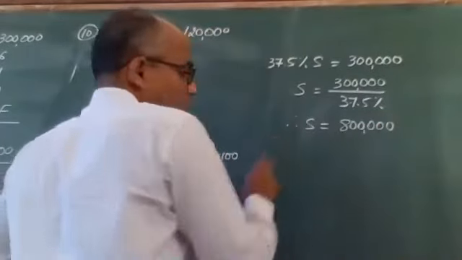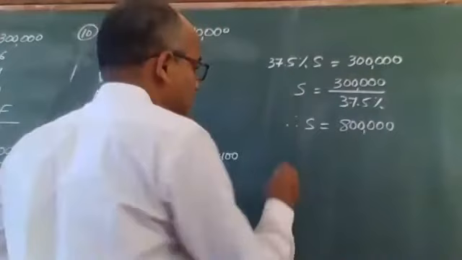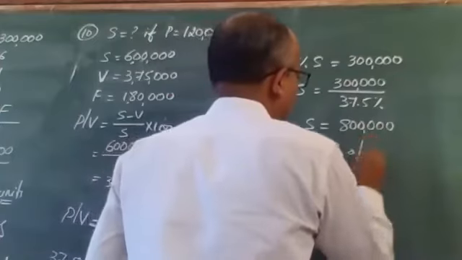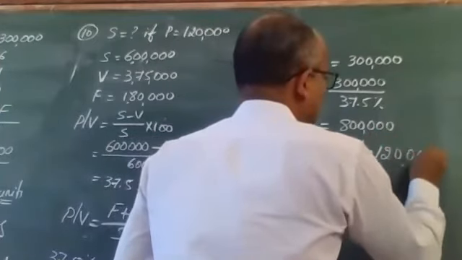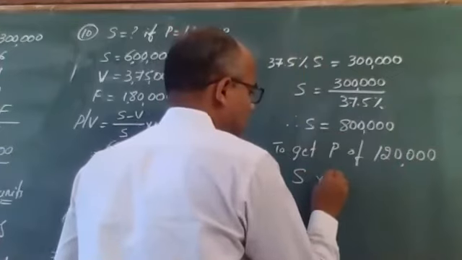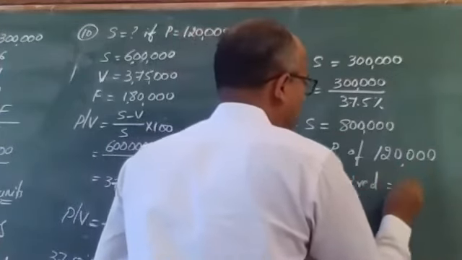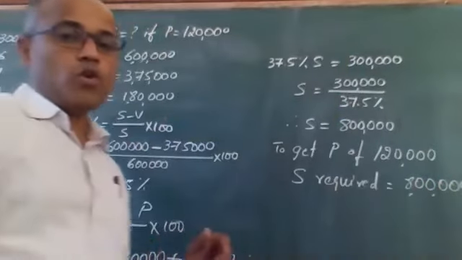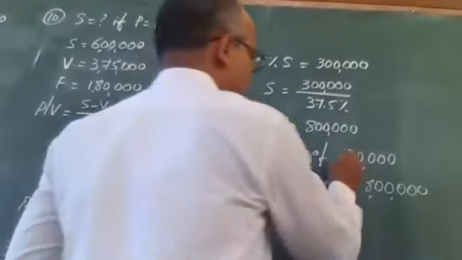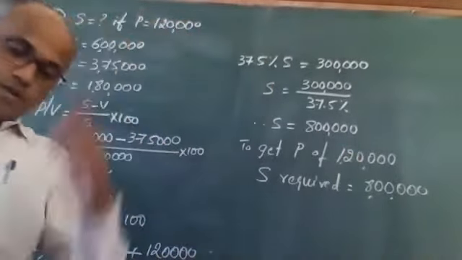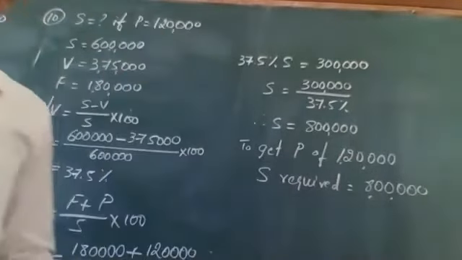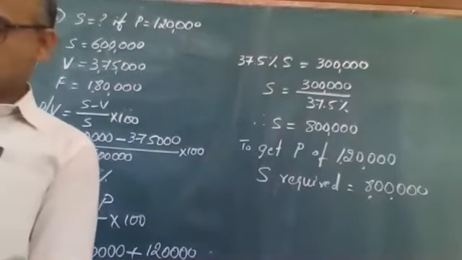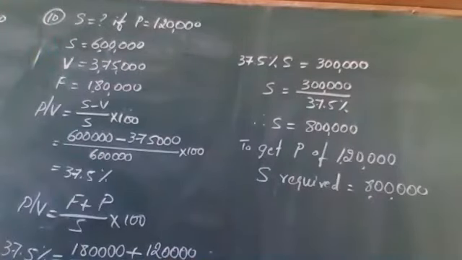So, what are we ultimately trying to say here? To get a profit of 1,20,000, sales required is rupees 8 lakhs. If you want 1,20,000 rupees profit, you must sell 8 lakh rupees. Is this okay? Yes, sir. Any questions you have on this? So that is question number 10.